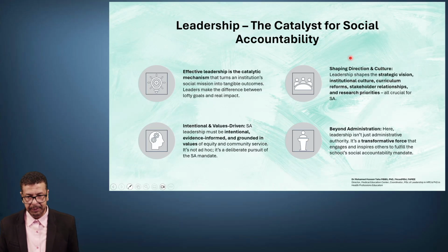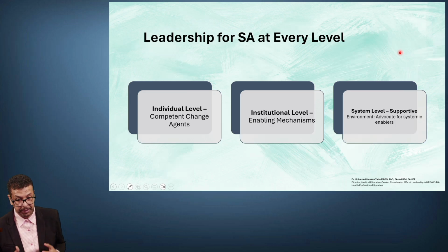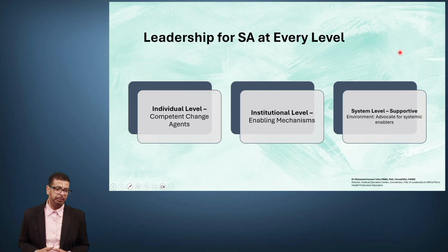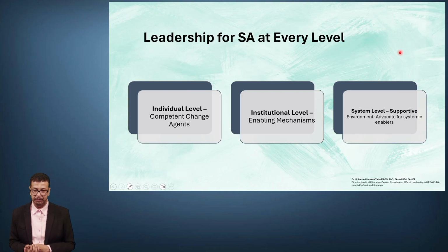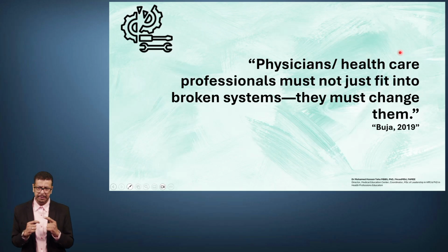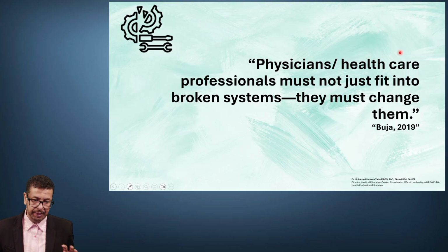that engages and inspires others to fulfill the school's social accountability mandate. To understand this very well, we need to think about leadership at three levels. At the individual level, by thinking about competent change agents: faculty, students, graduates. At the institutional level, we need to establish the enabling mechanisms. At the system level, we need to create the environment that advocates for systemic enablers. And again, we need to remind ourselves that we need to graduate physicians and healthcare professionals who must not just fit into the broken system, they must fix and change this broken system.